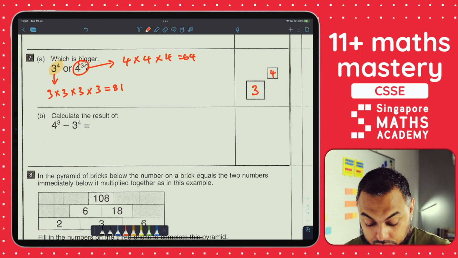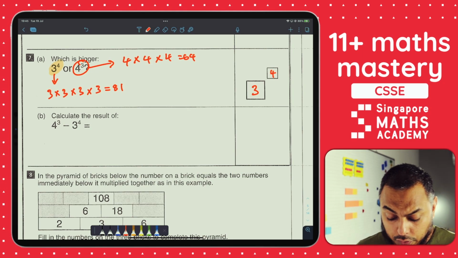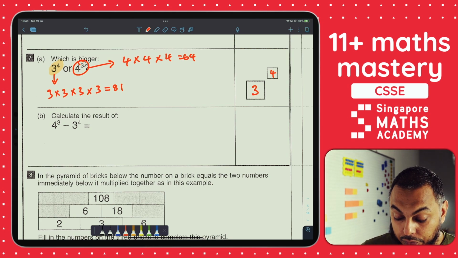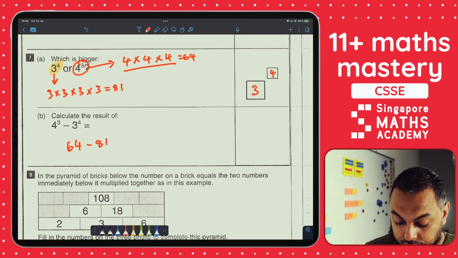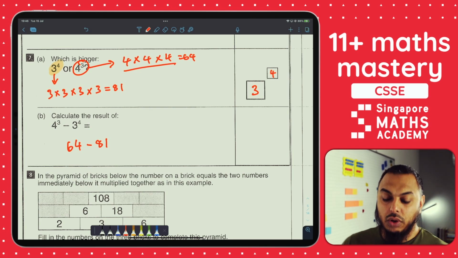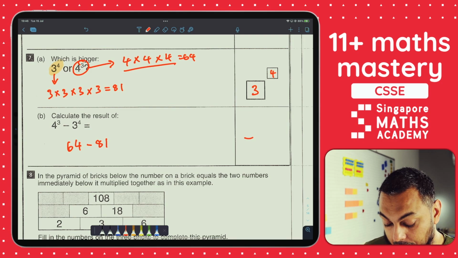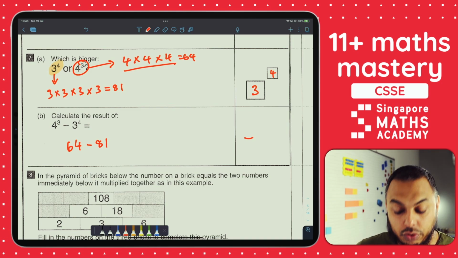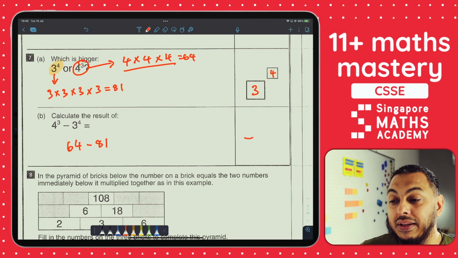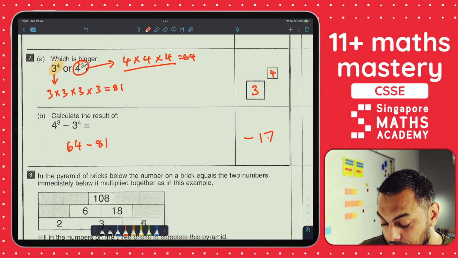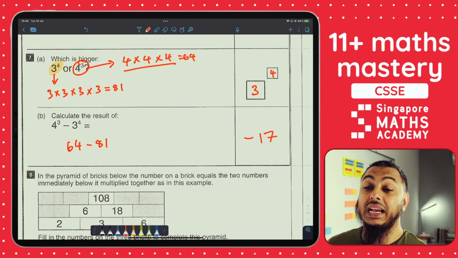Then it says calculate the result of 4 cubed, take away 3 to the power of 4. And so we know 4 cubed, we worked it out, is 64, take away 81. Okay, 64 take away 64 is 0. So 64 take away 81 must be a negative number. We're taking away more than 64, right? And so it's going to be negative. If I take away 64 is 0, then I've got another 17 to get rid of, right? So I have to take away another 17, so it'll be negative 17.